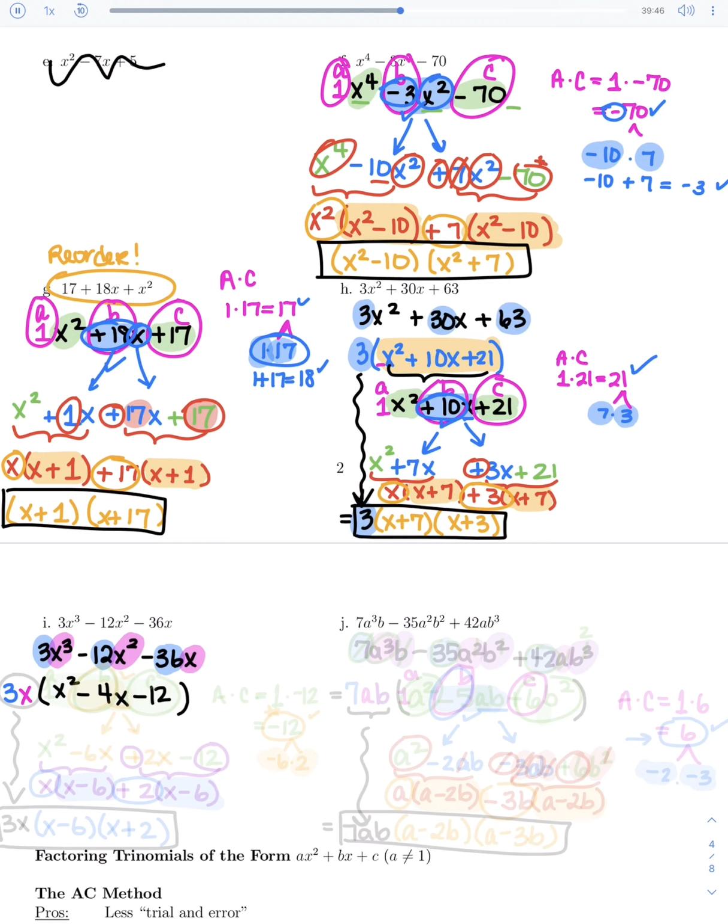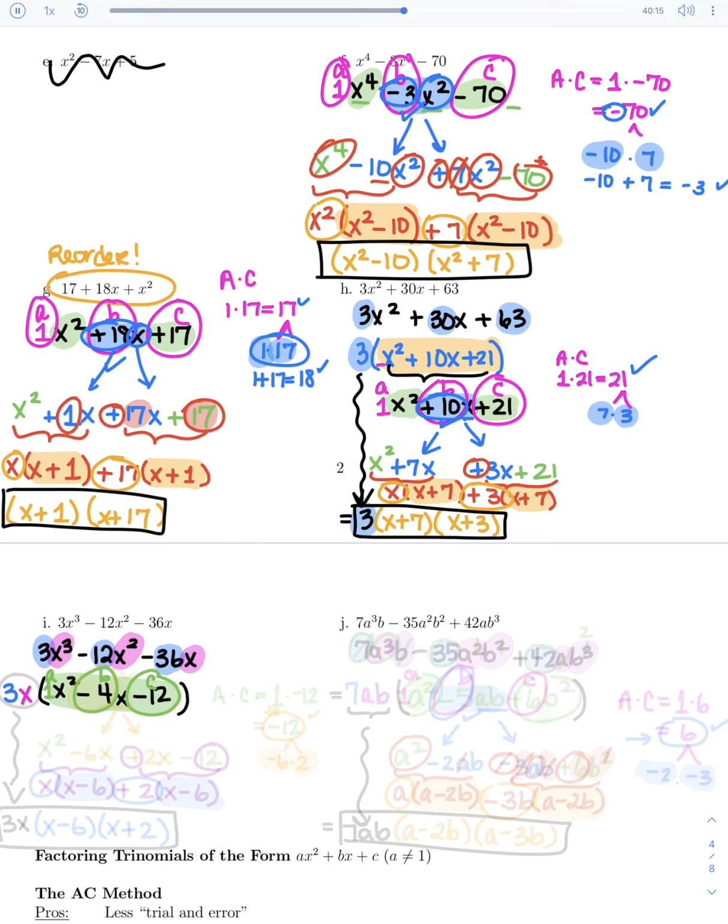The question is, are you done? You might be, you might not be. You still have to check your x squared minus 4x minus 12 to see if you can do AC method on it. So let's talk about that. Our A, you can't see it, is 1. We've got a B that's going to be negative 4. And we've got a C that's negative 12. We'll have to check that out.